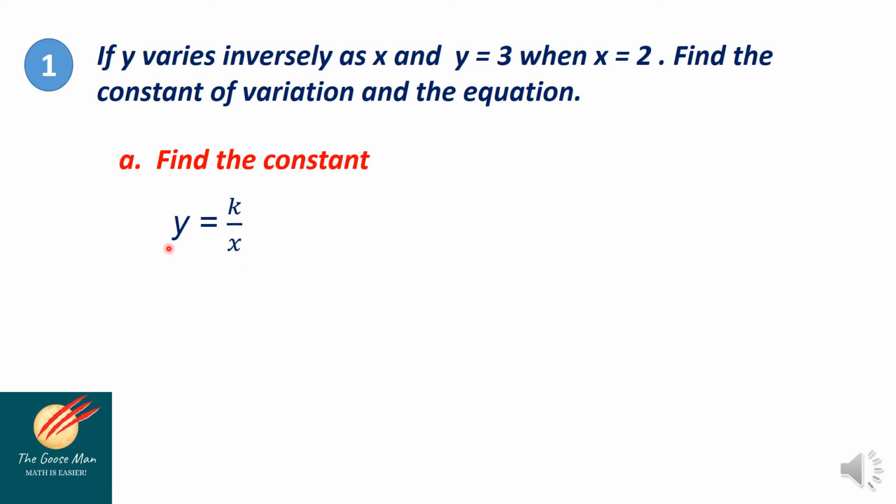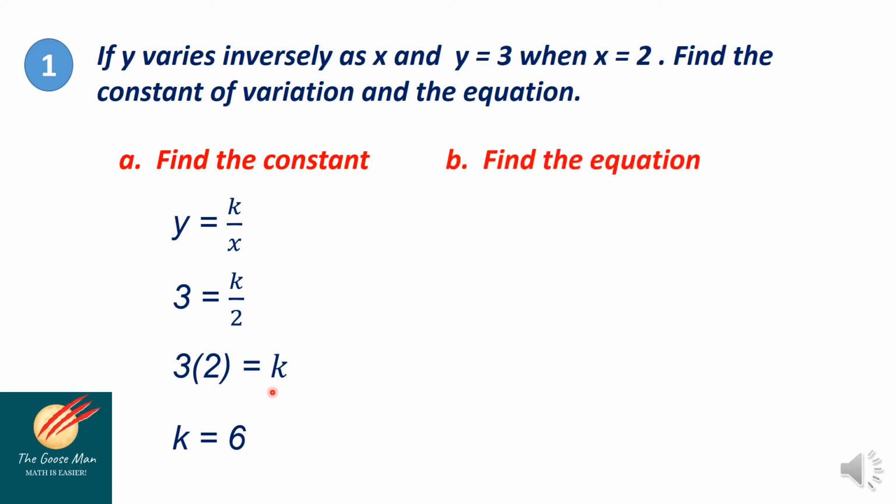Since y is inversely proportional to x, substitute the value of y is equal to 3 when x is equal to 2. Then multiply both sides of the equation by 2. So we come up with 3 times 2 is equal to k. So k is equal to 6. Now that we know that the value of k is equal to 6, let's use this to find the equation such that y is equal to k all over x. So now we have y is equal to 6 all over x.